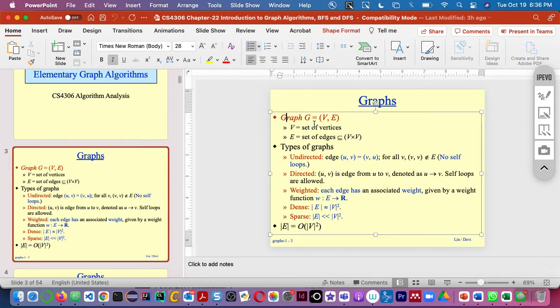This is the mathematical definition of a graph. G is a set of V, the vertices, and E, a set of edges. An edge means the connection from one node to another node. Here a vertex means a node.